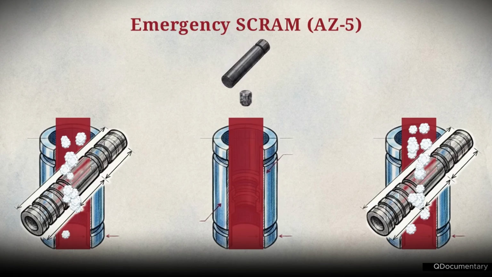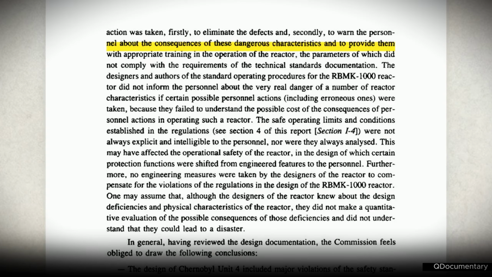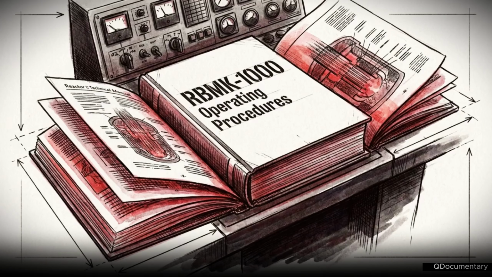To stop this, operators used boron control rods. However, these rods were tipped with graphite. As they enter the core, that graphite displaces water and momentarily spikes the reactivity at the bottom of the channel before the boron can take effect. Internal records show that while the designers were aware of these characteristics, they did not effectively communicate the danger to the plant personnel. The standard operating procedures left the crew unaware that their failsafe could act as a detonator.